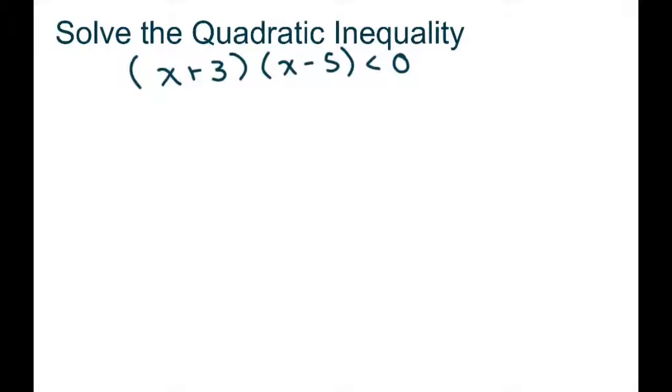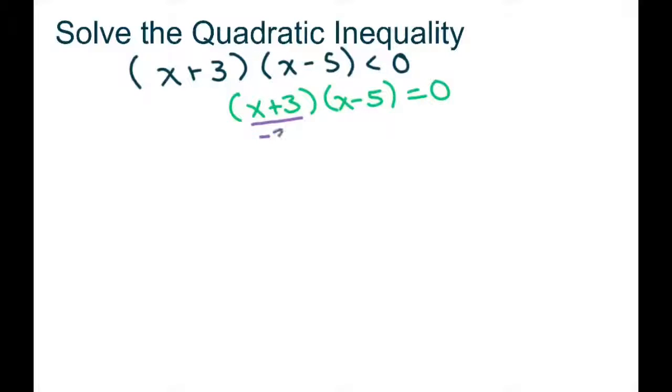Hi everyone, we're going to solve this quadratic inequality. So what you're going to do is treat this as if we're going to set it to 0 and solve for that. So you have x minus, let's just set this to 0. For this to be true, our x would have to be negative 3.